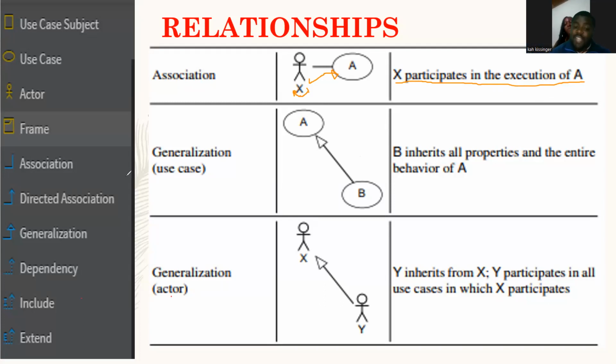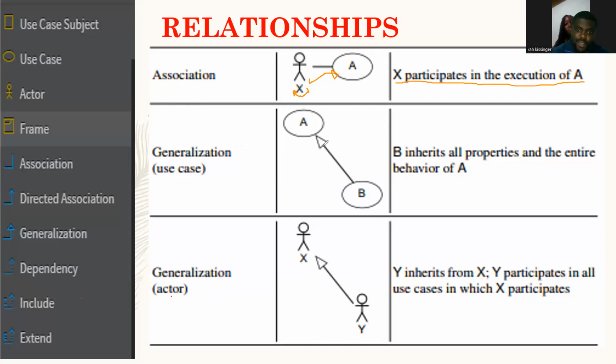Now, a generalization relationship exists either between two use cases or between two actors. The primary idea behind generalization is inheritance. An actor or a use case is inheriting the properties entirely of the other.